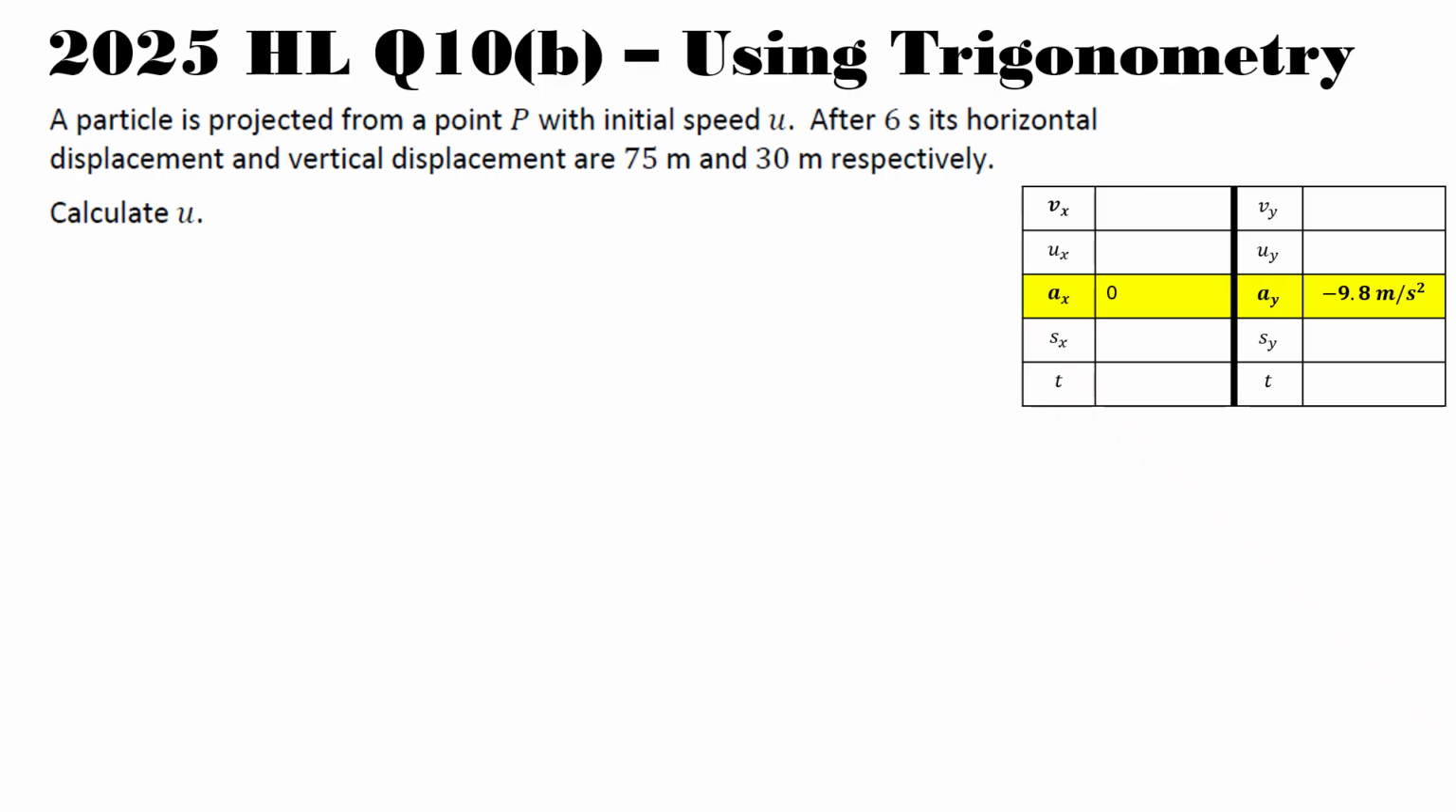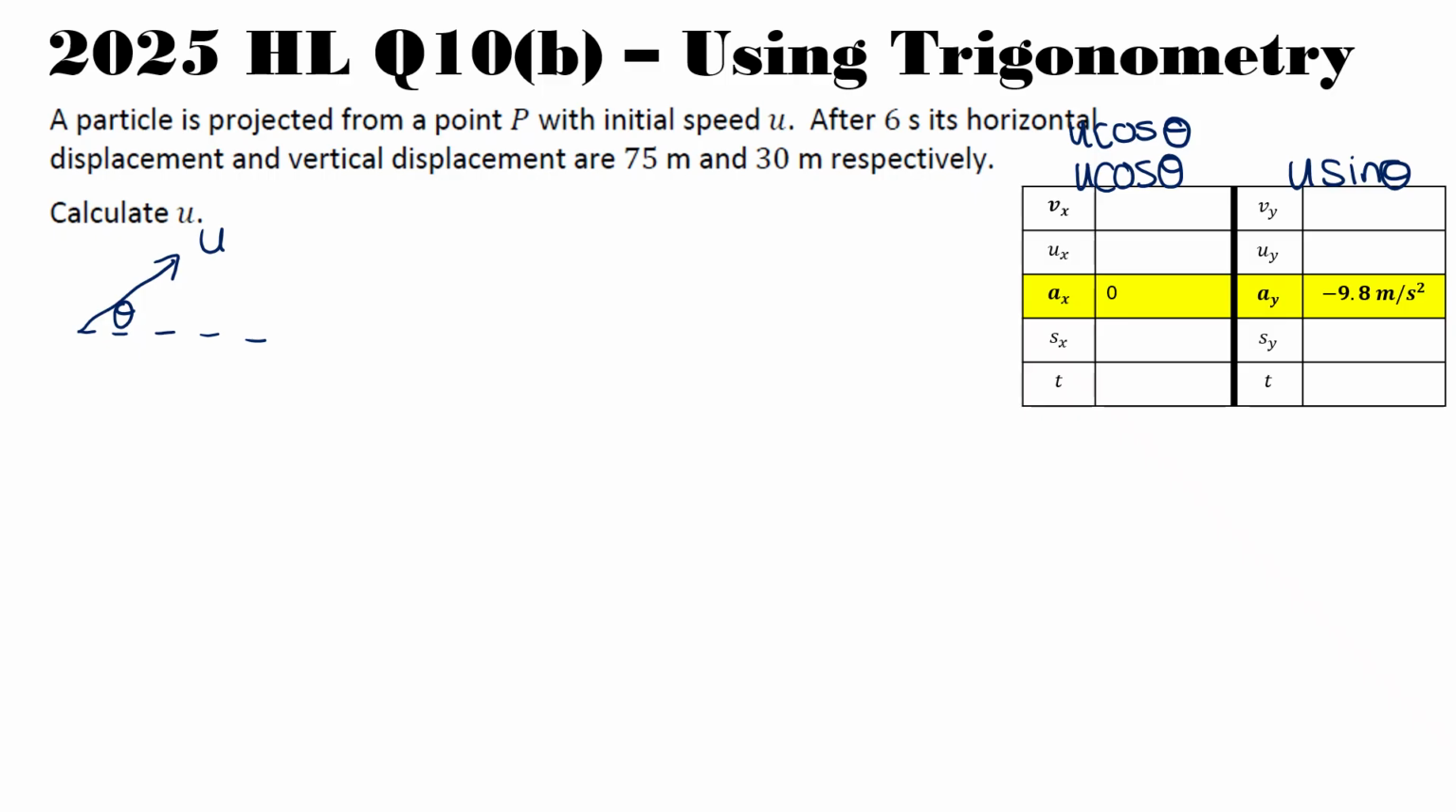I've put in straight away our acceleration, because we know in these questions that it never changes. We're given an initial speed u, so let's resolve that. If this is u, let's give it an angle, theta, since they haven't given it to us. That means it's breaking into two parts: u cos theta, and this will be u sine theta. And because there's no acceleration horizontally, our Vx is the same.